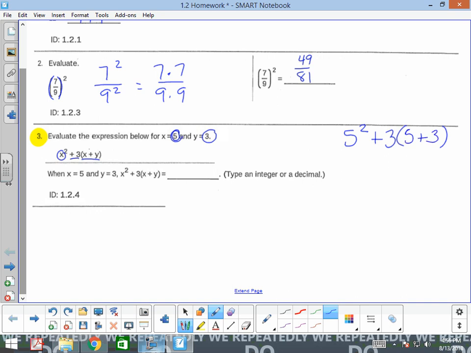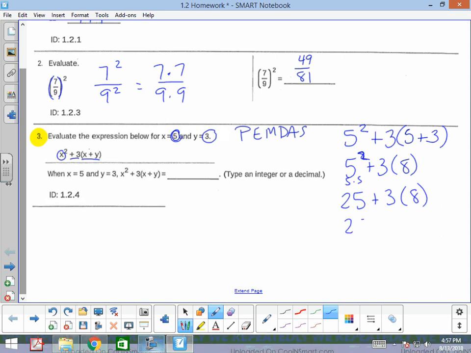So remember, PEMDAS means we do what's in parentheses first. So we're going to do the parentheses, 5 plus 3 is 8. Then we're going to do our exponent. So 5 squared is 25. That's 5 times 5. And then we're going to multiply 3 times 8. And that is 49. That will go right here.